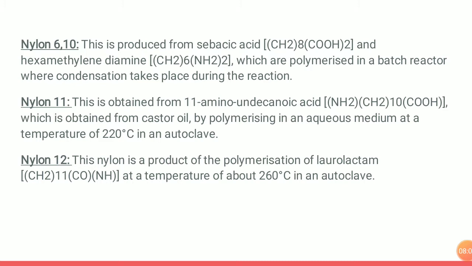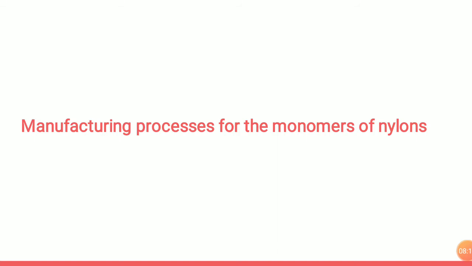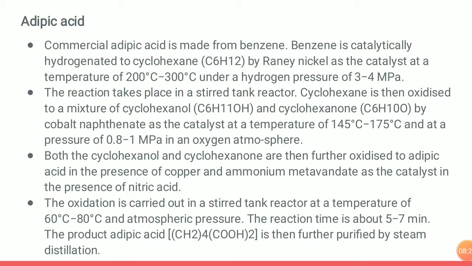Now we see the next process. The next slide of our presentation shows how the monomers that are required for nylons can be manufactured. So that is the manufacturing process for the monomers of nylons. Now we can see the very first monomer required for nylon production is adipic acid. Now we can see how it is produced.